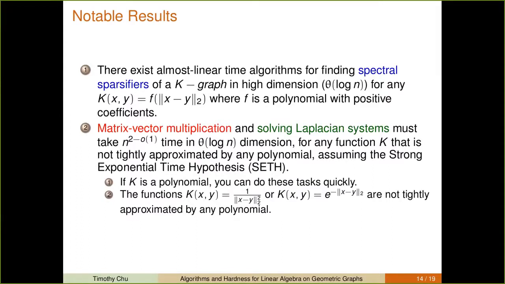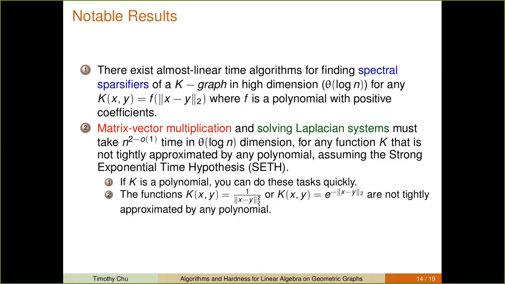So the first result says, for any function f that is a polynomial with positive coefficients, the associated k-graph has a spectral sparsifier you can find in close to linear time in n. This also works if f is any rational function of the Euclidean distance, as long as all the coefficients are positive. Again, this may be surprising because the graph itself has quadratically many edges.